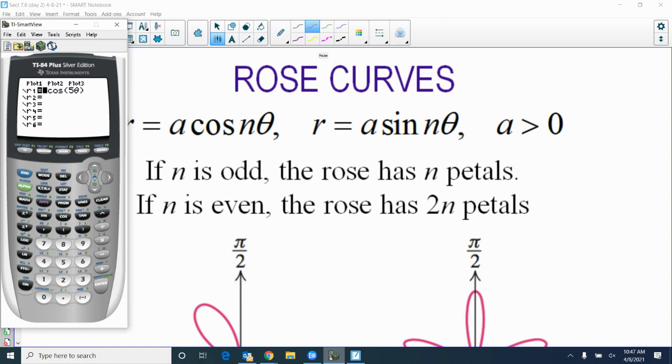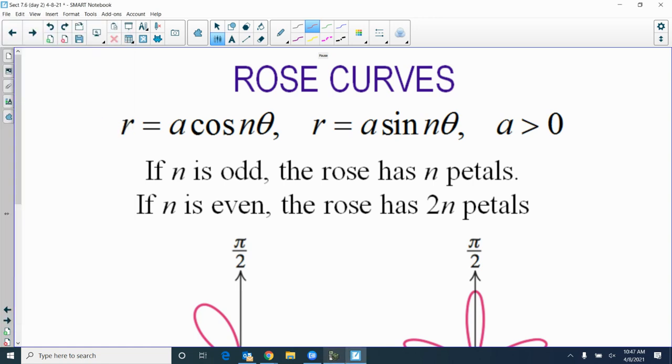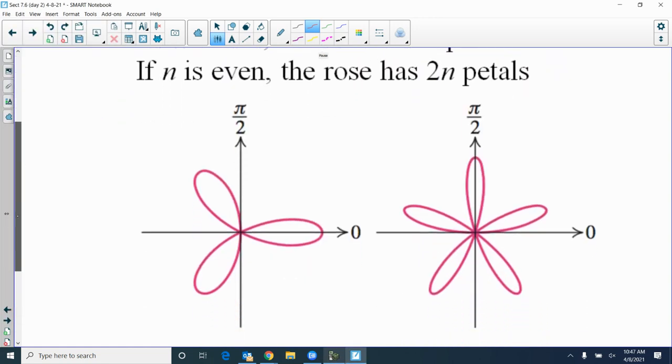Now, if you change it to 5 sine, 5 theta, mine doesn't look as cool because I don't have color like you guys. If I do that, it just rotates it a little bit. So you can make all kinds of little designs or pictures from here. So this is a rose curve.